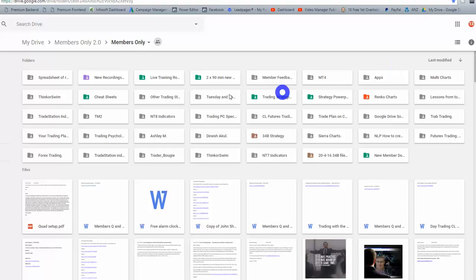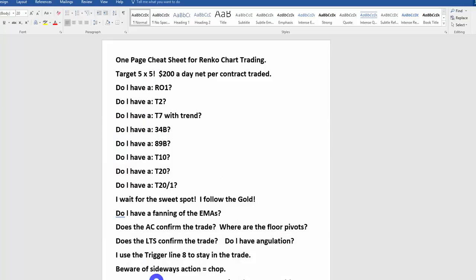The Word document is there, so you can download it and make it your own, and I think that's very, very important. I've put together some key points here, but tailor it and make it your own. Remember, the simpler the better. You could have this out in front of you as a reminder as you're trading. So, one page cheat sheet for Renko chart trading.